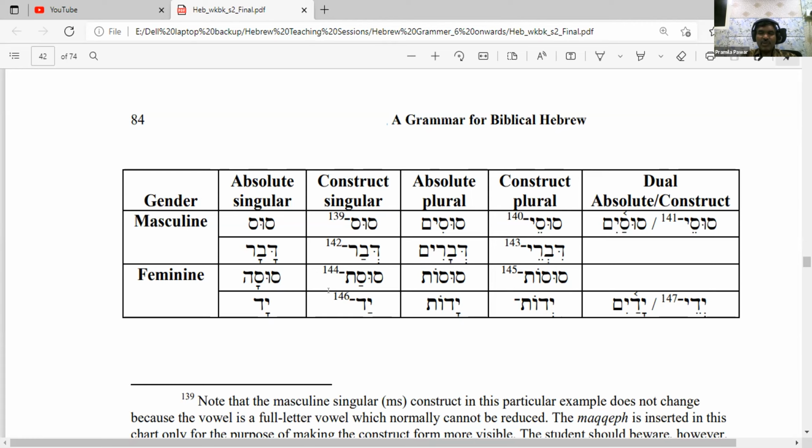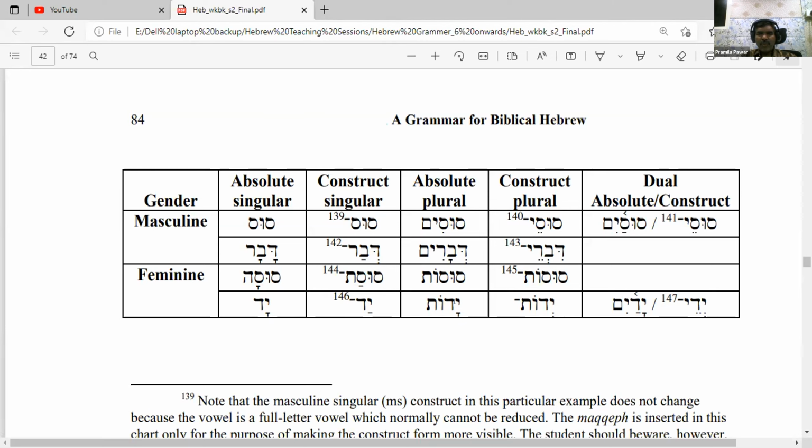This Shureq is also a full letter vowel, and Holam Vav is also a full letter vowel. And as we have seen, in the construct state the full letter vowel cannot be reduced. It cannot be reduced. Whereas this yad will remain yad only.